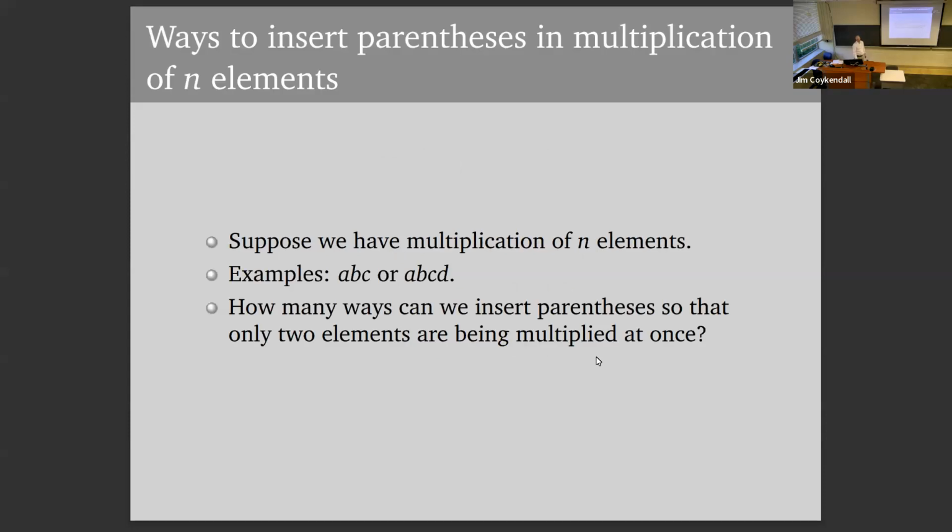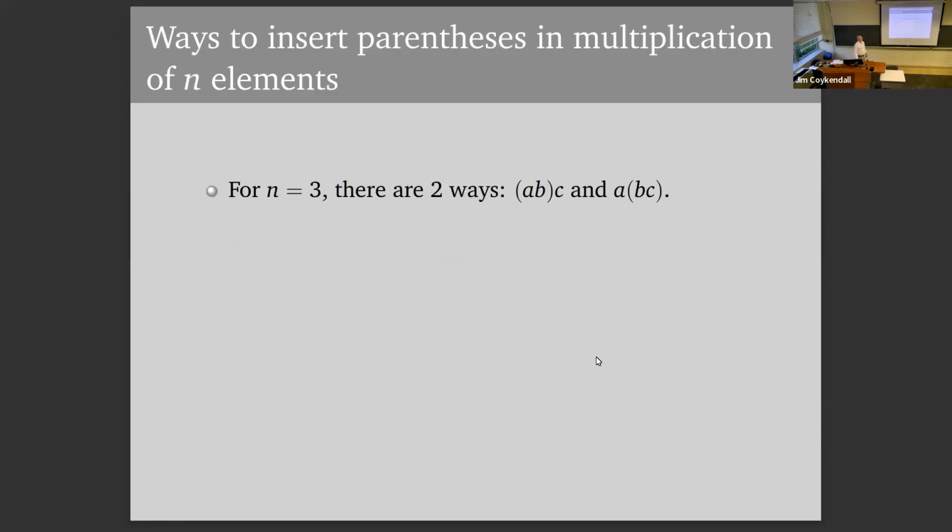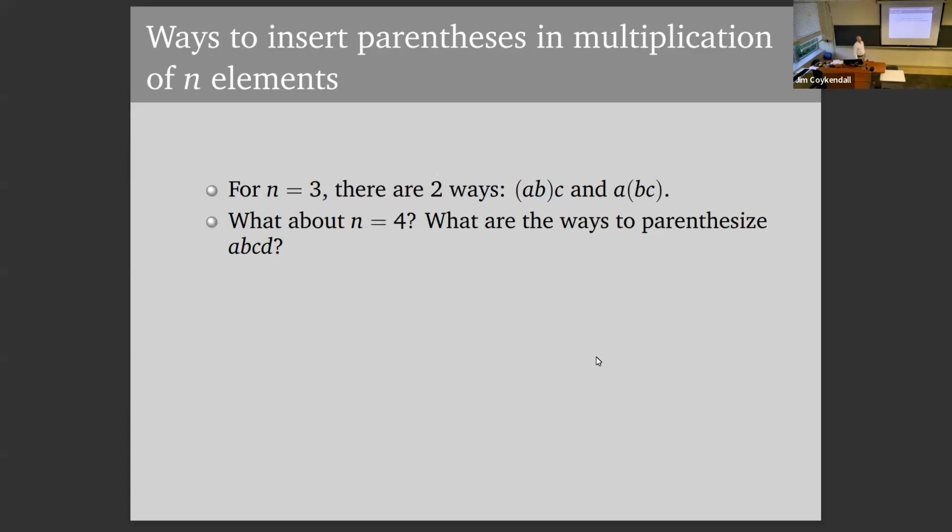Yes, okay, so. Multiplication is a binary operation, so you can multiply two things at once. If you have multiplication of 3 elements, you either multiply the A and the B first, or you multiply the B and the C first. If we go up to 4 variables, you can do it all from left to right: multiply A times B, then multiply that times C, then multiply that times D. Or you could do it right to left: do the CD first, multiply B times that, and then multiply A times that.